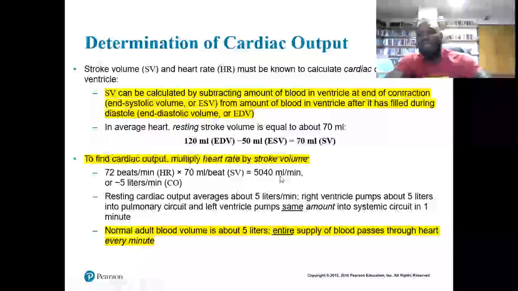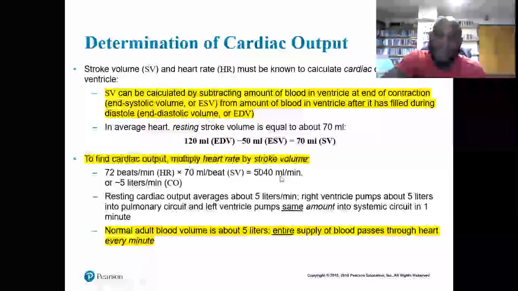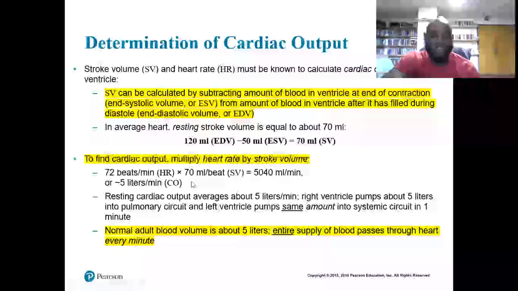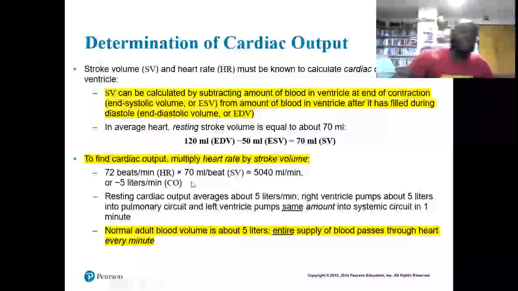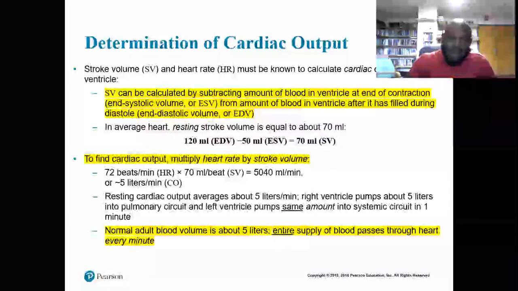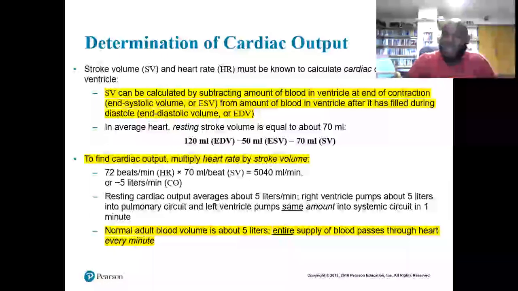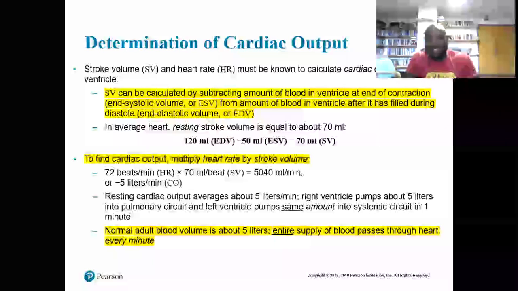That would give us 5,040 milliliters per minute, or about 5 liters. So your resting cardiac output averages about 5 liters per minute. That's a lot of blood being pumped. Your right ventricle pumps about 5 liters into the pulmonary circuit. Left ventricle pumps the same amount into the systemic circuit in 1 minute.